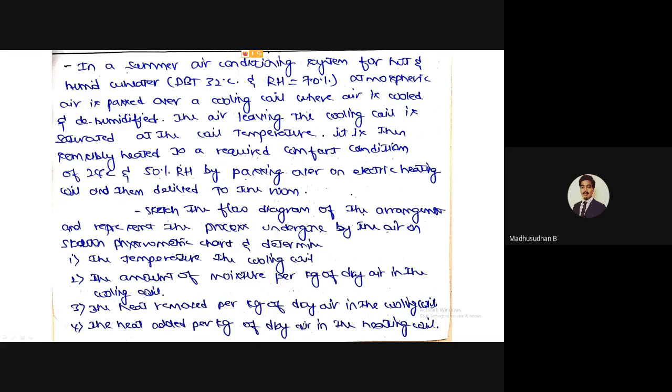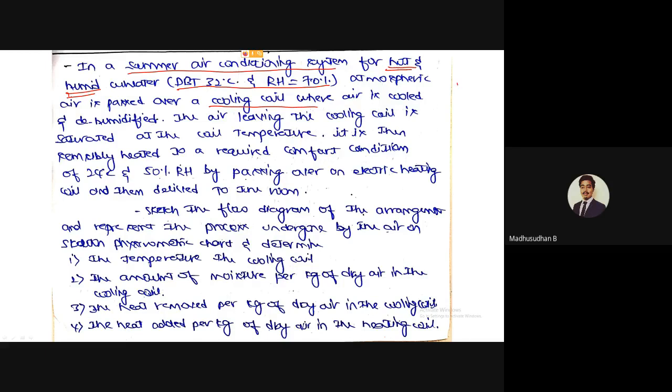So in the summer air conditioning system, for hot humid weather. He has designed a summer air conditioning system for hot and humid weather. That means the phi value is also greater, even the DBT is also greater when compared to the indoor condition. So you need to reduce both the values so that the comfort atmosphere is obtained. The outdoor condition he has given here is DBT of 32 Celsius and RH value of 70%.